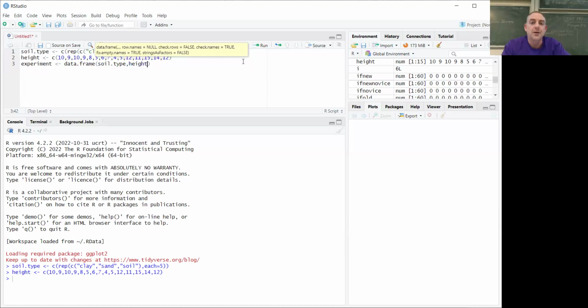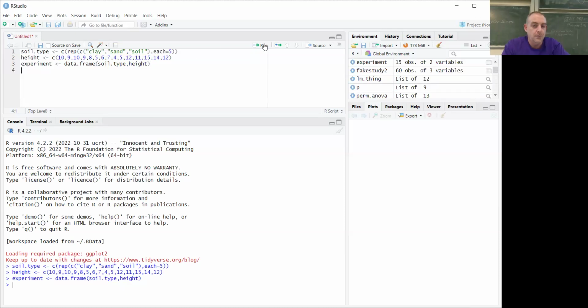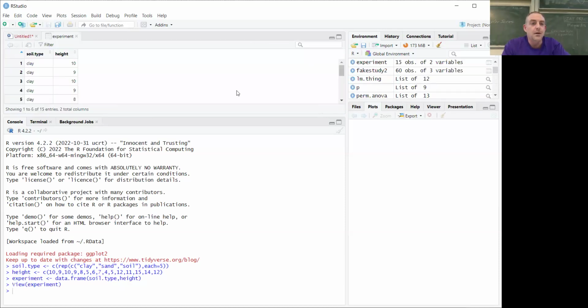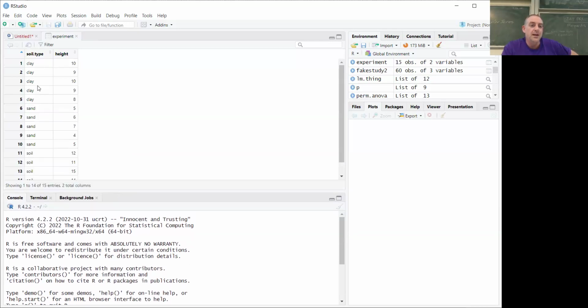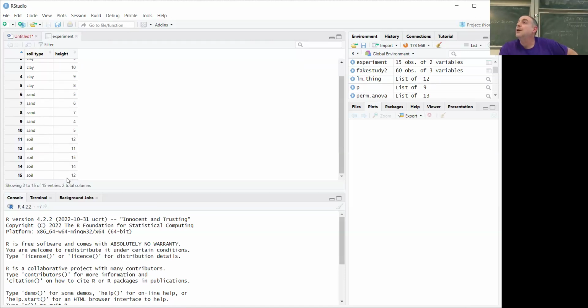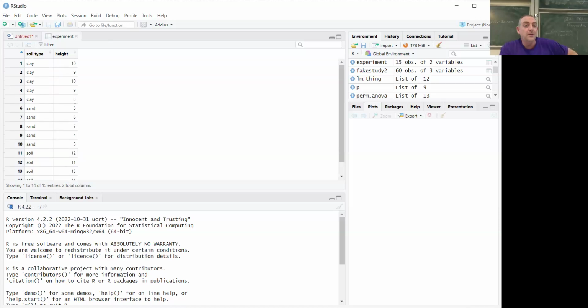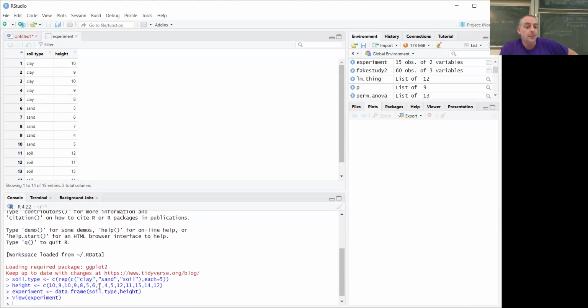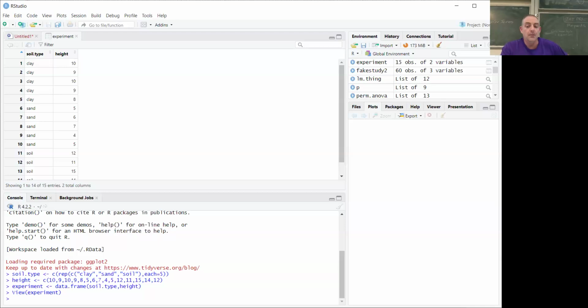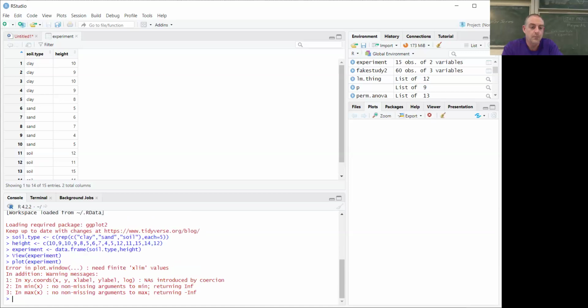Let's see if that works. All right, so there's my data there. Took me a while, but there's my data. I've got clay, and then some numbers, sand, and then some numbers, soil, and then some numbers. Cool. That's what my data looks like. Nope, it did not like that. That's okay.